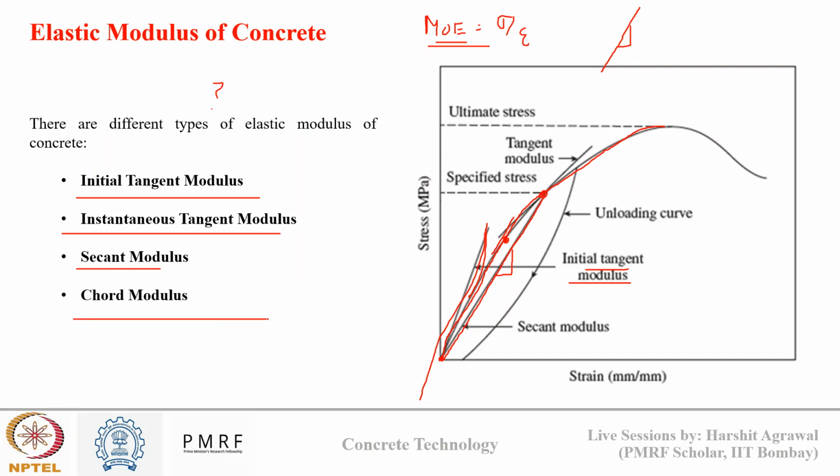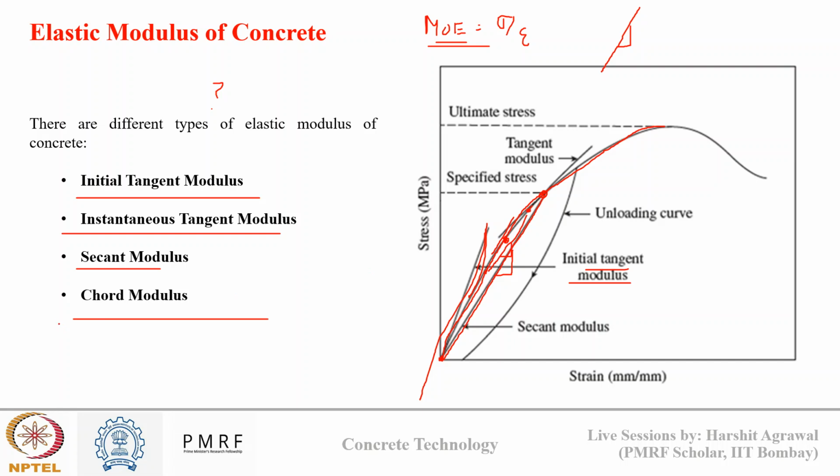And then the chord modulus. For the chord modulus, any two points in between, if I connect them and calculate the slope, that slope will be the chord modulus. Okay, so this is how we have four types of MOE of concrete.